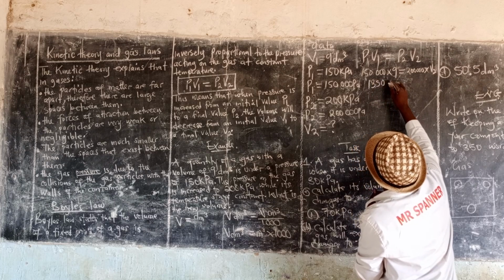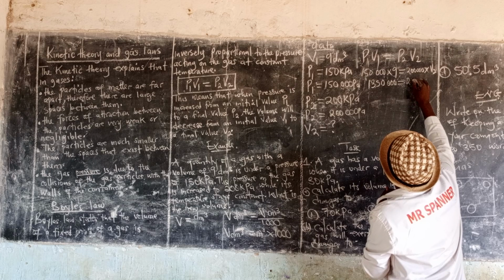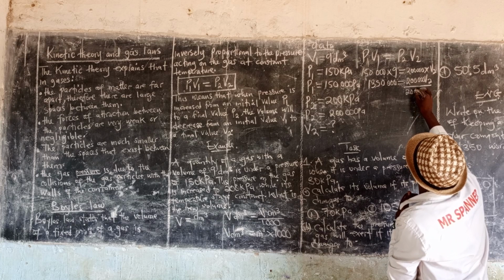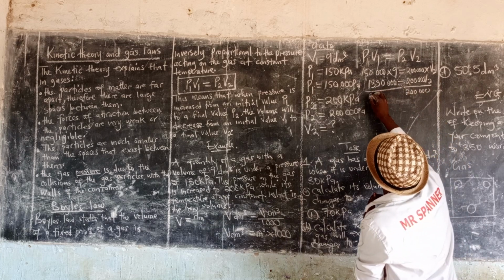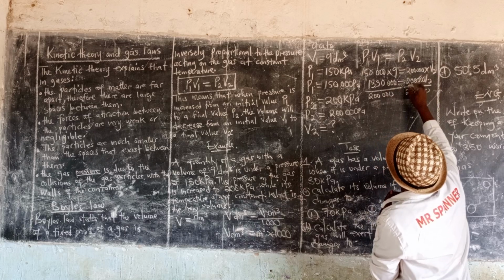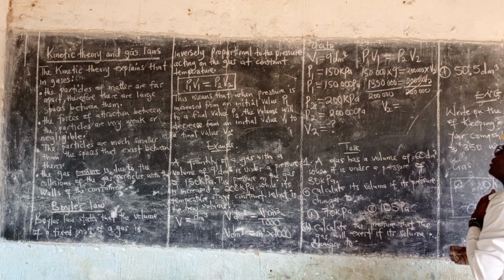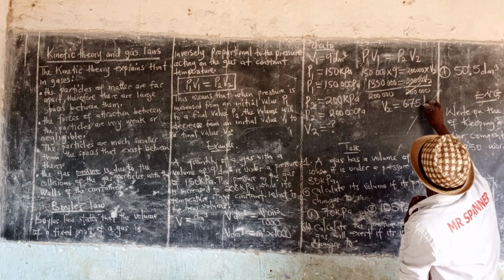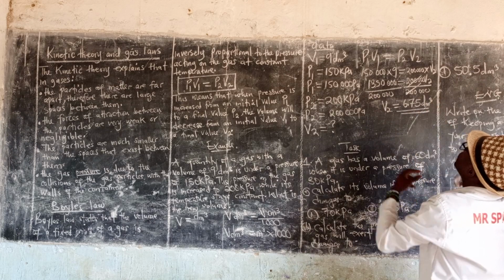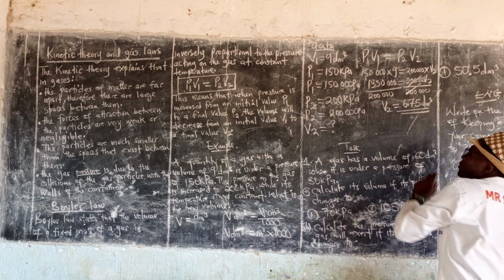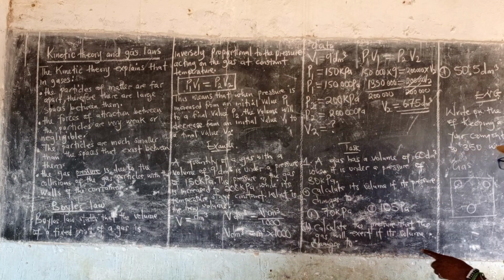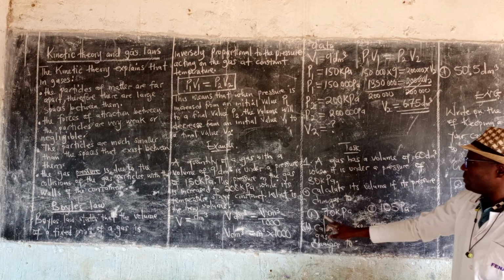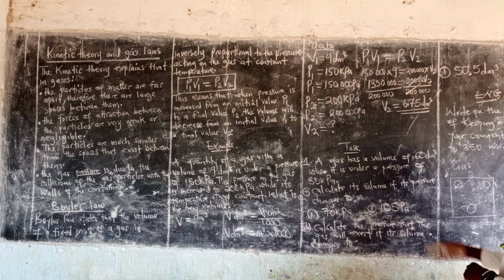Okay, 1,350,000 is equal to 200,000 V2. Divided by 200,000, this and this cancel out. V2 is equal to what? 6.75 decimeter cubed. Even though I used kilos, the answer is still what you said. But I want you to be convinced, so for exercise, use the kilopascals directly and you get the same answer.